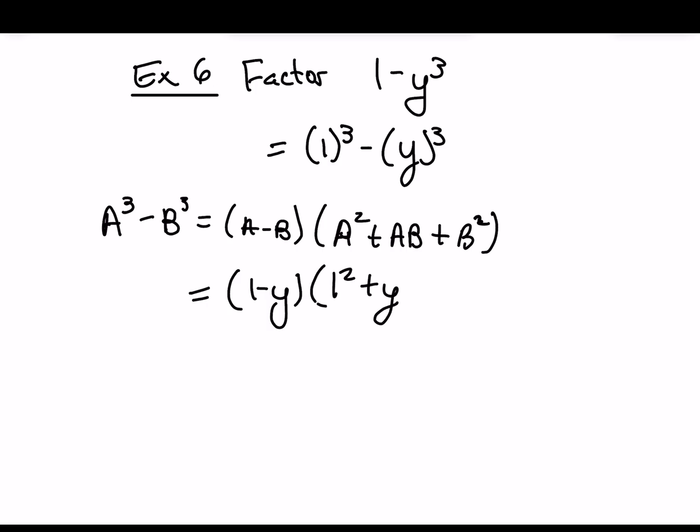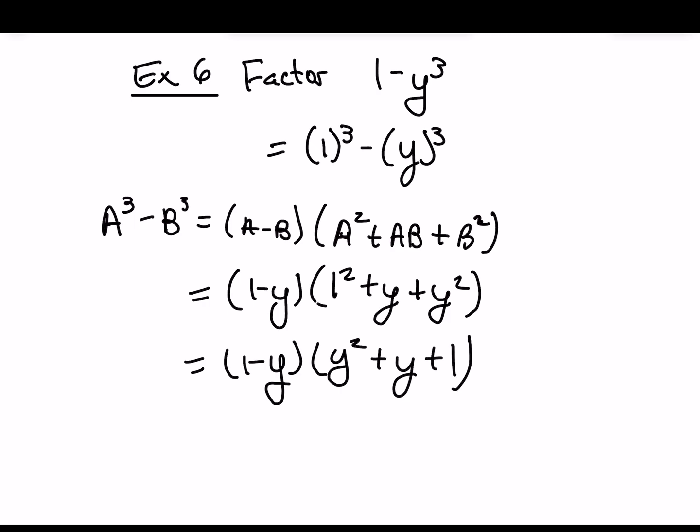So we plug it in. We get 1 minus y, 1 squared plus y times 1 plus y squared. And so we can rewrite that as 1 minus y times y squared plus y plus 1. 1 squared is just 1. So this is our final answer, and that is the conclusion of section 6.4, Factoring Special Forms.